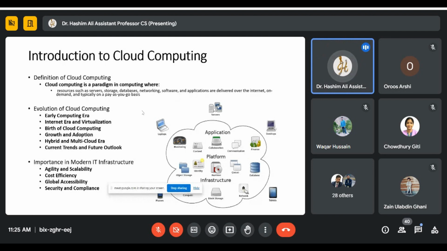And then we talk about security and compliance: the importance of cloud computing in terms of the provision of security and compliance.